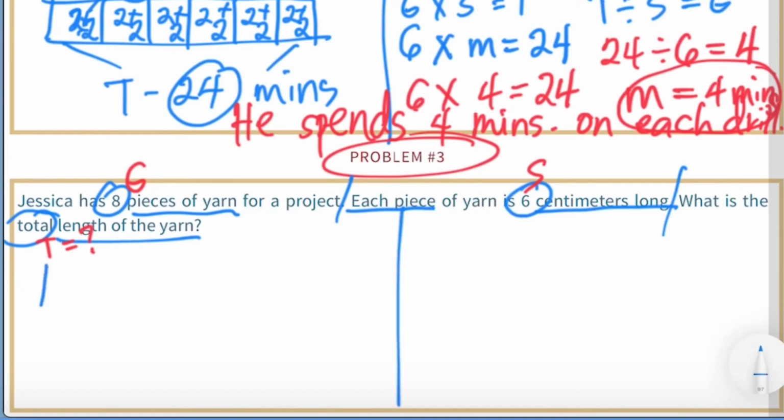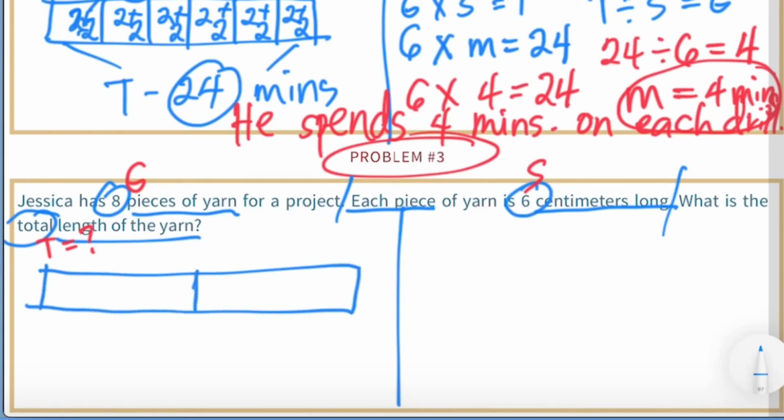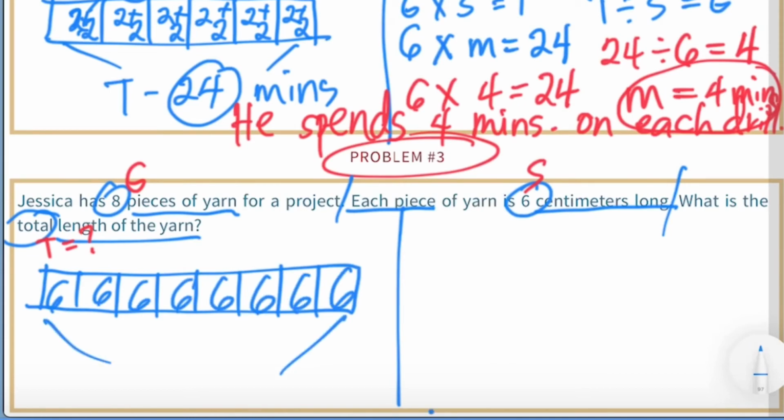Again, this is the yarn. And we have 8 pieces. So what we do is we just divide our yarn into 8 equal pieces. And each has 6. Now, let's see what the total is. We don't know. So, G times S equals T. I think this is the equation that we can use to solve the problem.